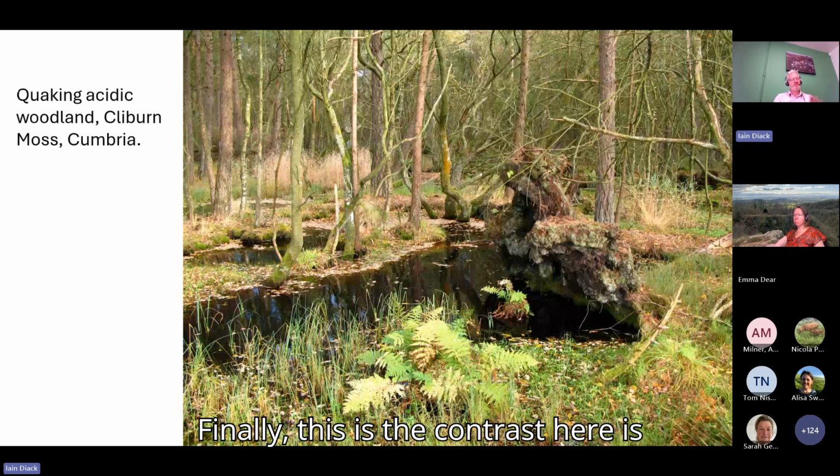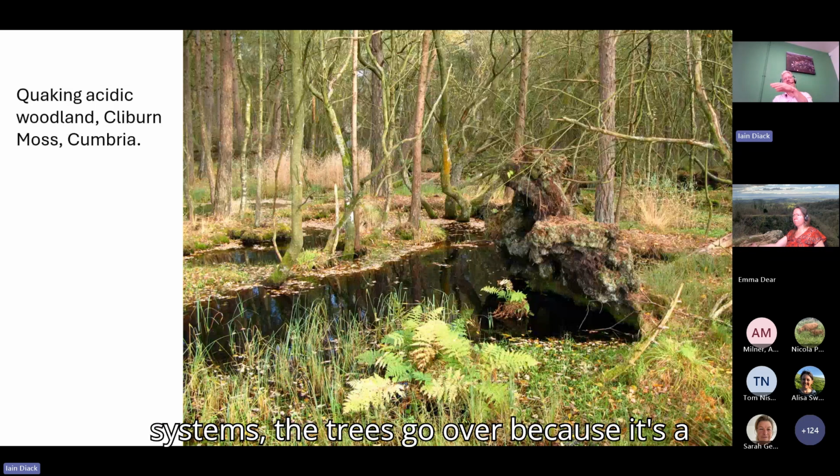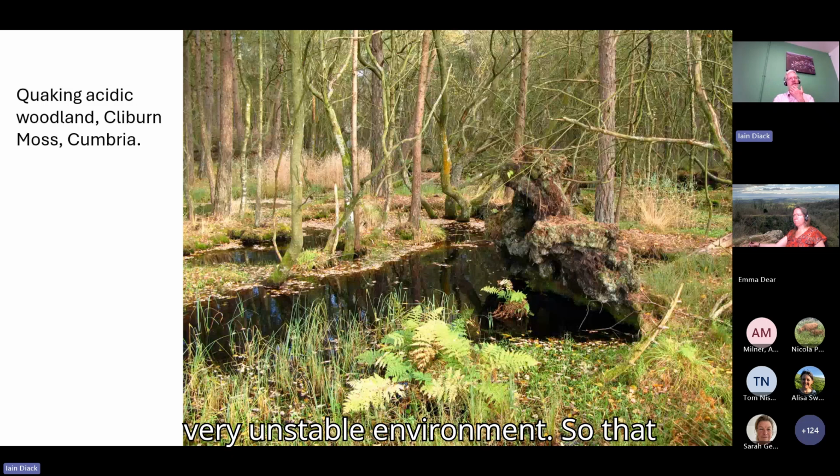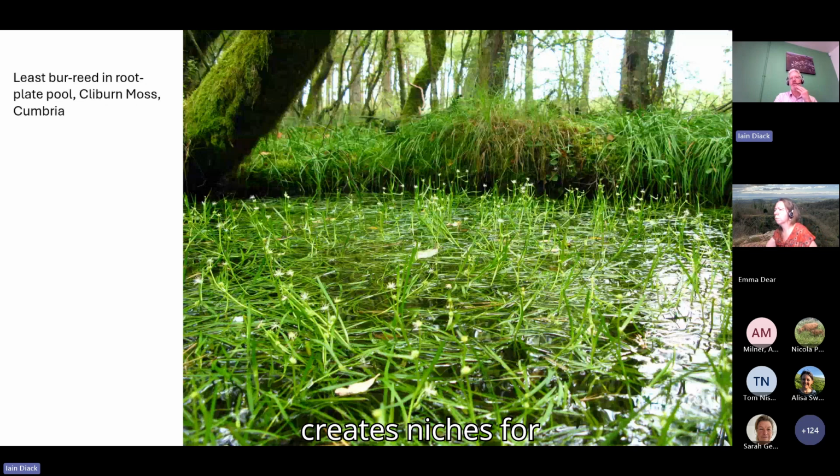Finally, the contrast here is an acidic system, very peat-stained water, and you can see within these systems the trees go over because it's a very unstable environment. So that generates a lot of dynamism and creates niches for all sorts of uncommon species, like this least bur-reed, which is growing in a root plate pool here.